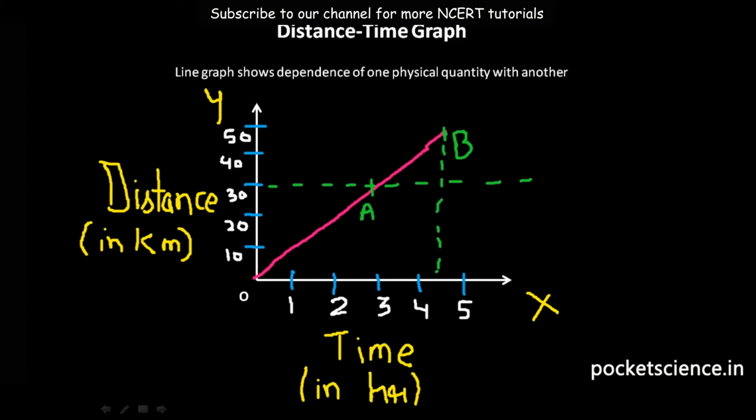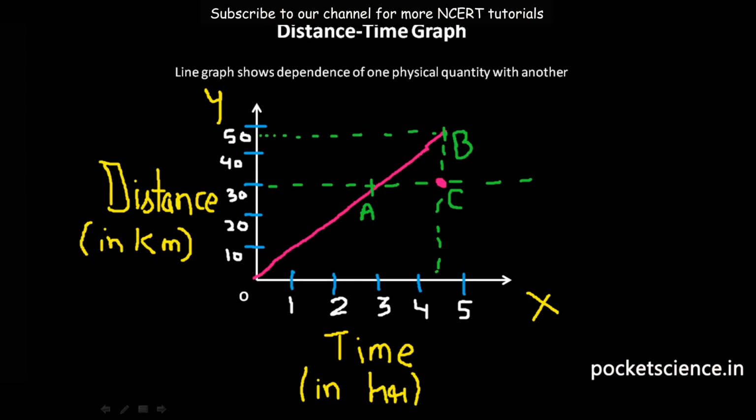Now, where these two lines intersect each other, I'll highlight this point. Okay, now this point will be your point C. Now you have to draw another line which is parallel to the x-axis from point B.